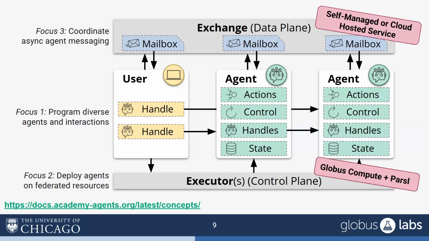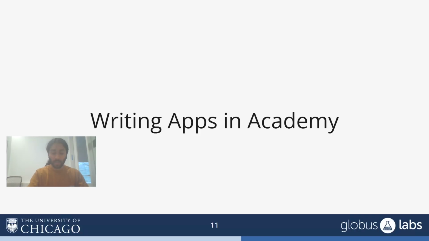And like I said, for launching and deploying agents, we've tested several solutions with Globus Compute to launch agents across different federated resources, or Parsl, which is a pure Python library to manage agents on an HPC cluster. So now I'll go into a little bit of what this programming model looks like to write apps in Academy.